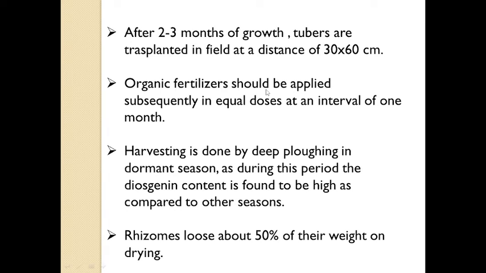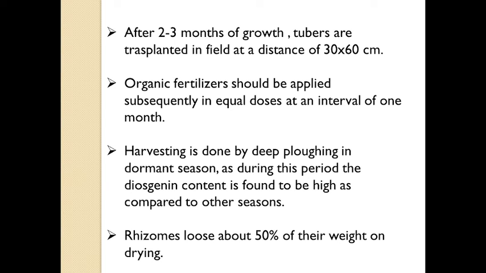These are the vines of this plant. They are delicate and they need support for optimum growth. And these tubers are very exhaustive. They require farmyard manure, and about 5 to 10 tons of manure is required per hectare for proper growth and development. Organic fertilizers should be applied subsequently in equal doses at an interval of 1 month.